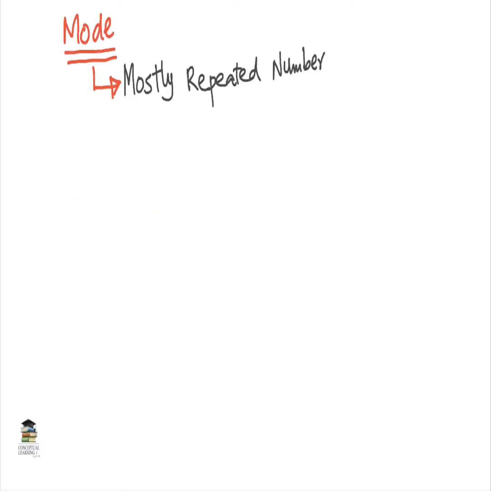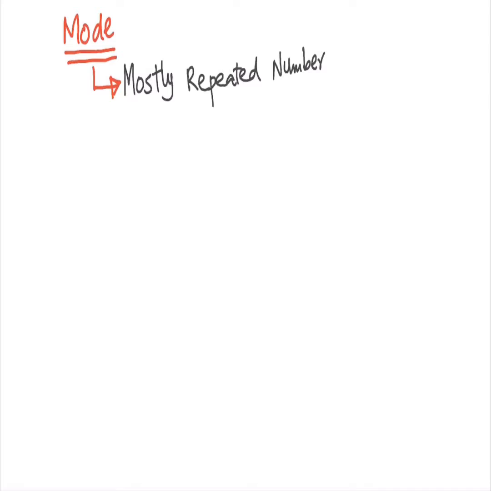Okay, so what is mode? Mode is the mostly repeated number. If we have a set of numbers with many numbers inside, we try to see which number is repeated quite often. Many numbers in the set are repeated, but then we can find the number which is mostly repeated. The number which is mostly repeated is called the mode.